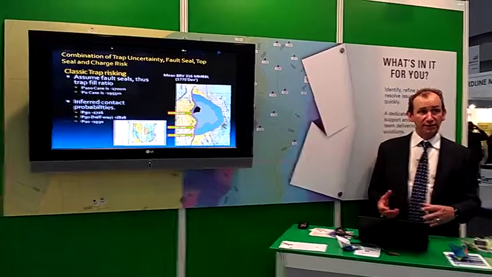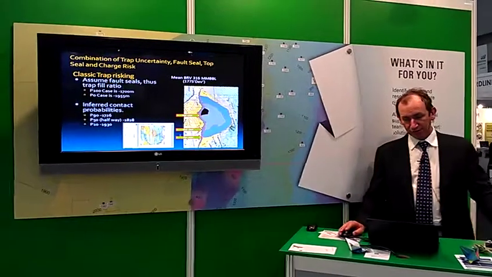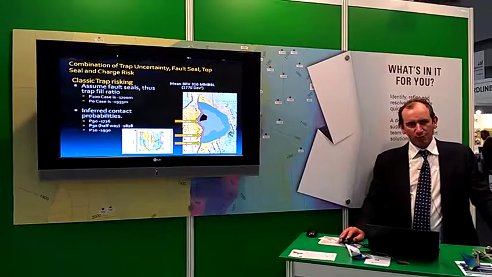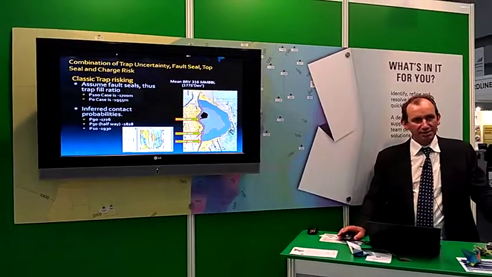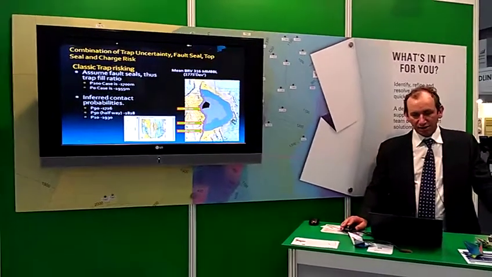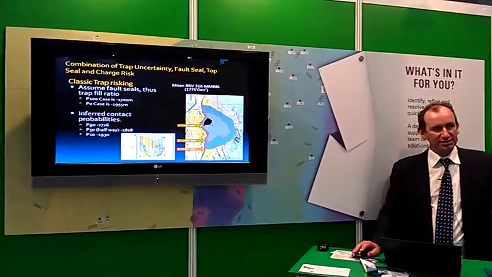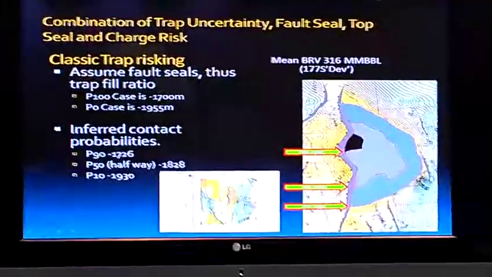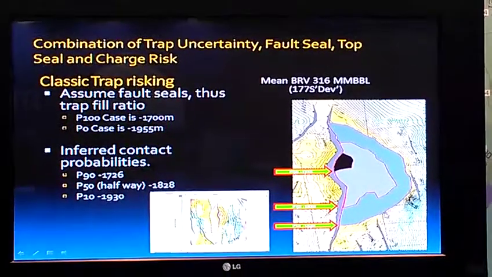Commonly, if I've got a trap I'm looking at and I'm trying to risk it pre-drill, I'll say, look, I've got a spill point there, I'm really unlikely to fill the spill. And I'm really unlikely to have this thing with nothing in it. So I've got a good chance of having small columns. So I've got a 90% chance of getting 10% of the volume. I've got a 50% chance of having half of the volume. And I've got a 10% chance of getting 90% of the volume.